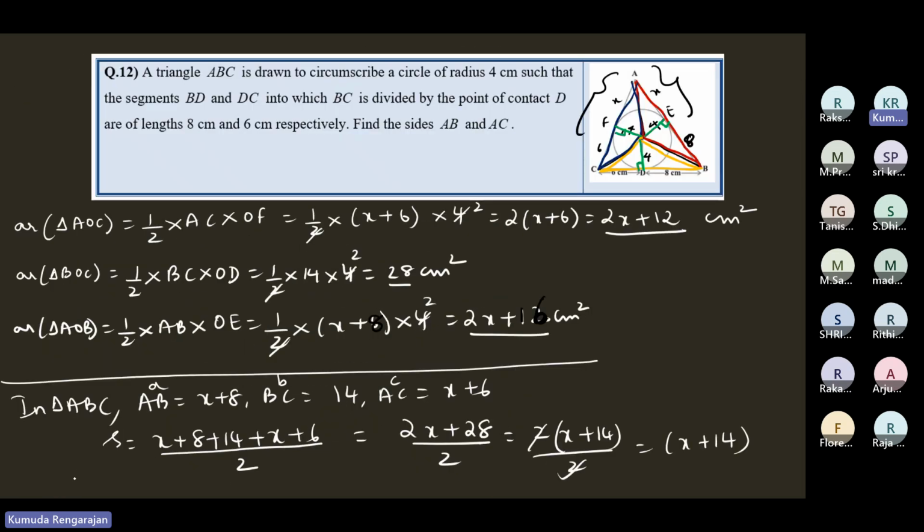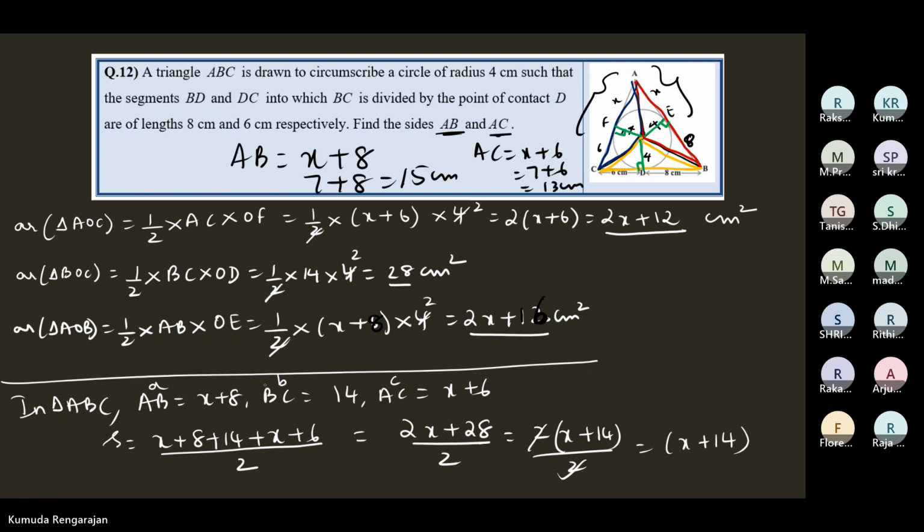If x is 7, the question is to find AB and AC. What is AB? AB is x plus 8. So 7 plus 8, 15 centimeters. And what is AC? AC is x plus 6. 7 plus 6, 13 centimeters. Very, very simple the answer.